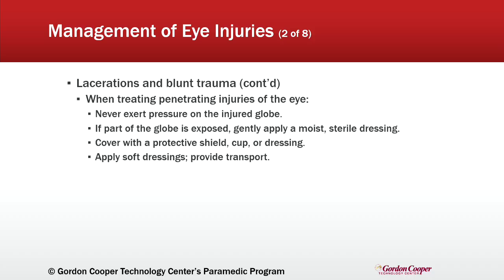When treating a penetrating eye injury, you must never put pressure on or manipulate the injured eyeball. If part of the eye is exposed, gently apply a moist, sterile dressing to prevent it from drying out. Cover the injured eye with the appropriate eye shield or a cup and a sterile dressing. Apply soft dressings to both eyes and transport promptly to the hospital.